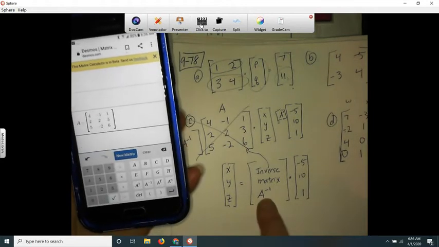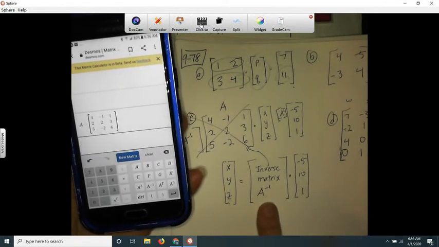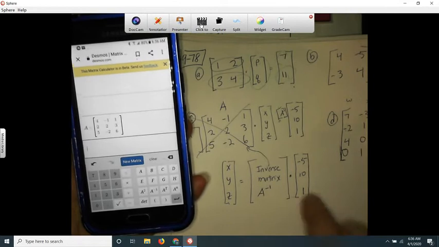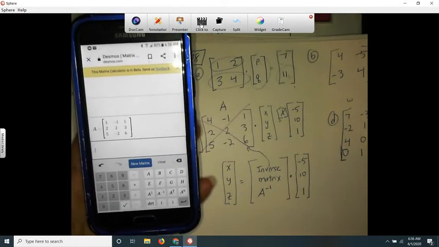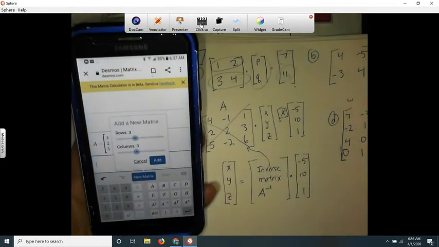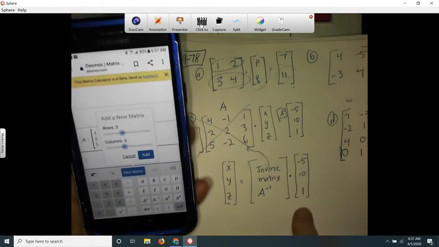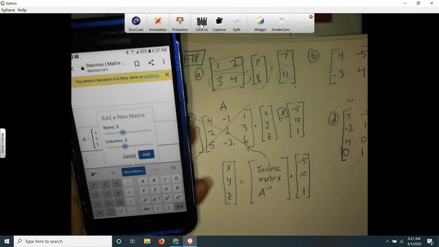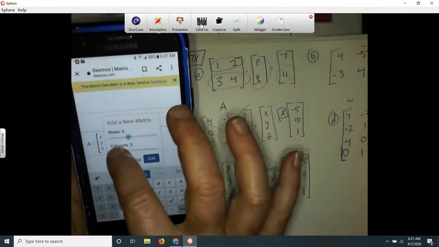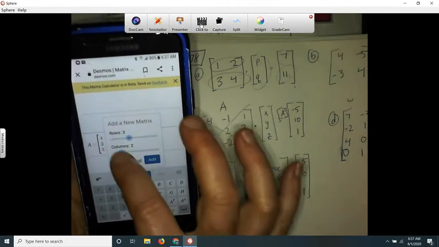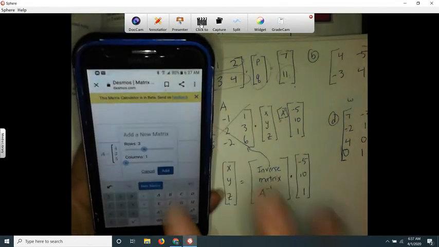I want to multiply the inverse of A by this column matrix. So I've got to put the column matrix in. I'm going to go new matrix. The column matrix is, remember, it goes rows first and then columns. So the rows are 3 and the columns are only 1. 1. Add. Type it in.